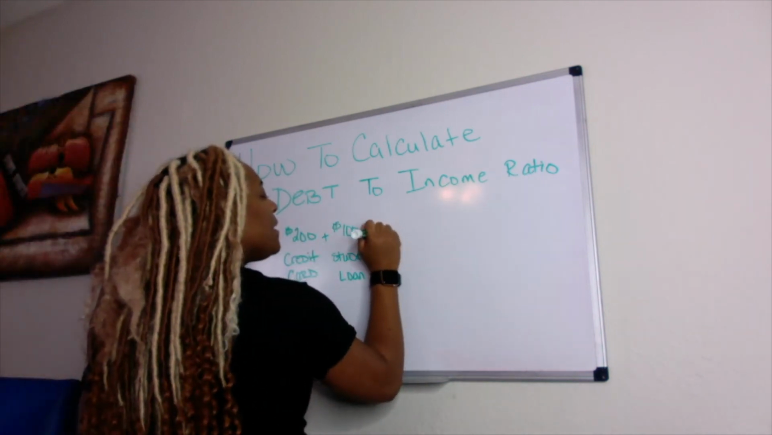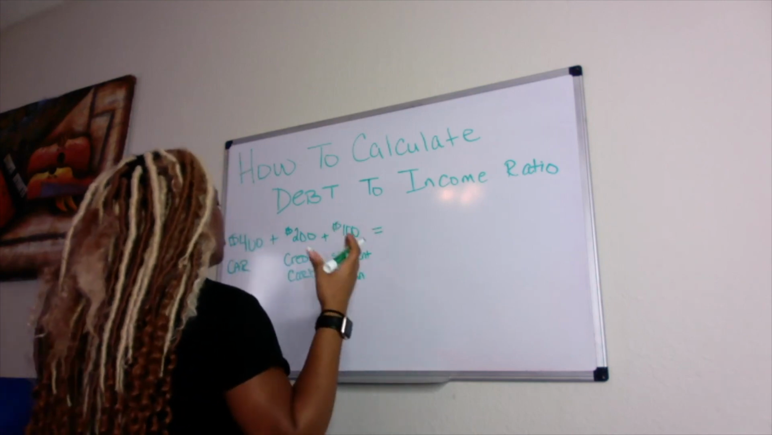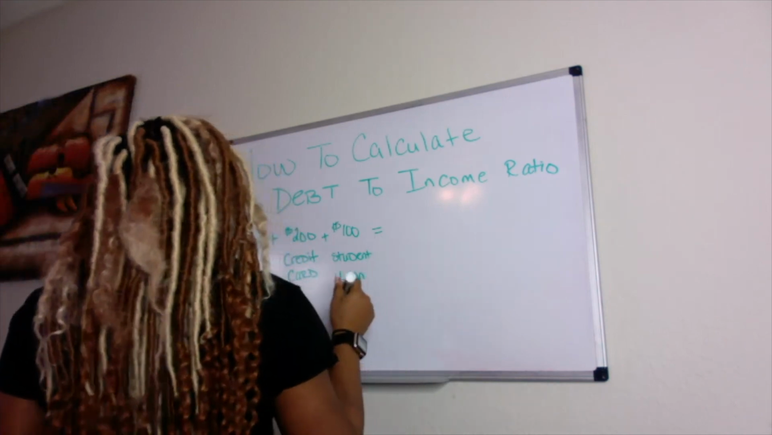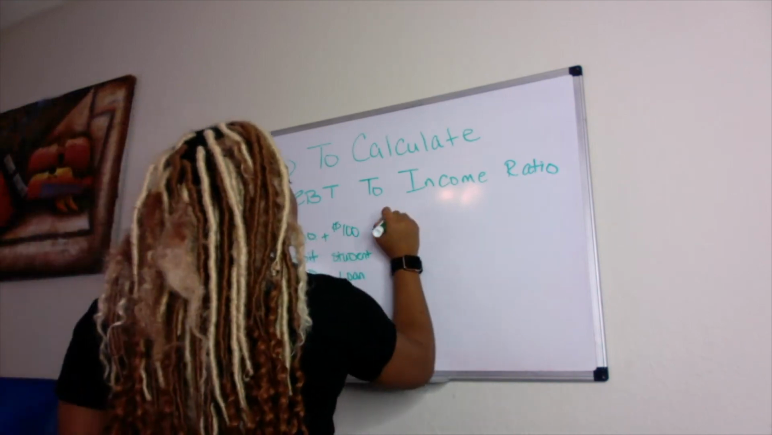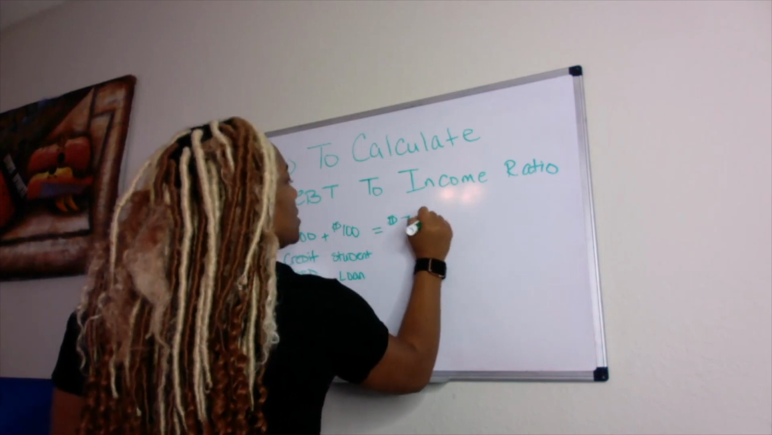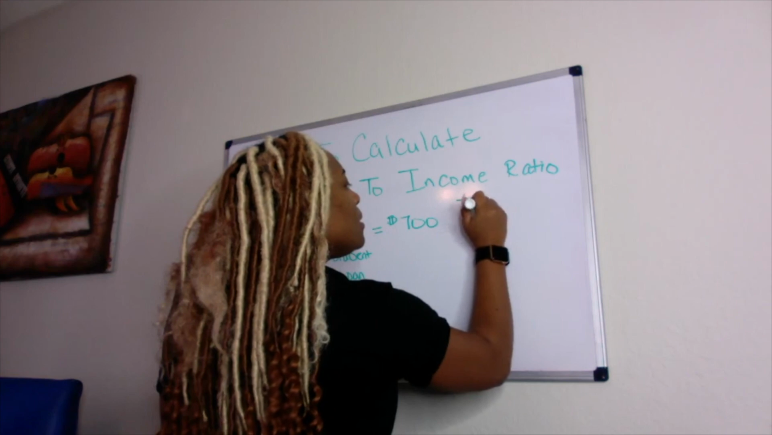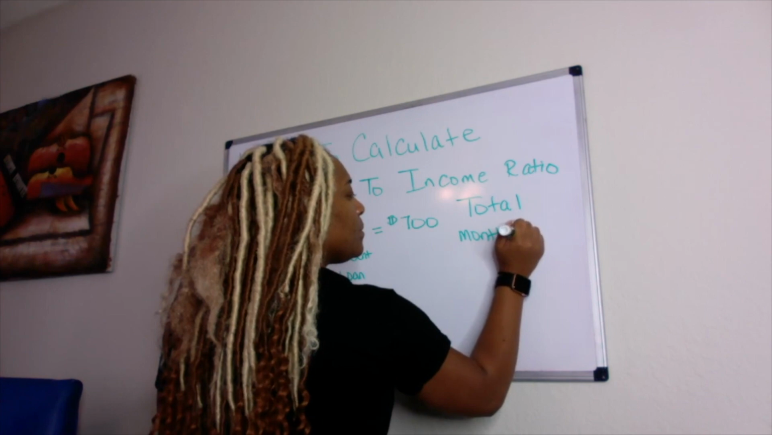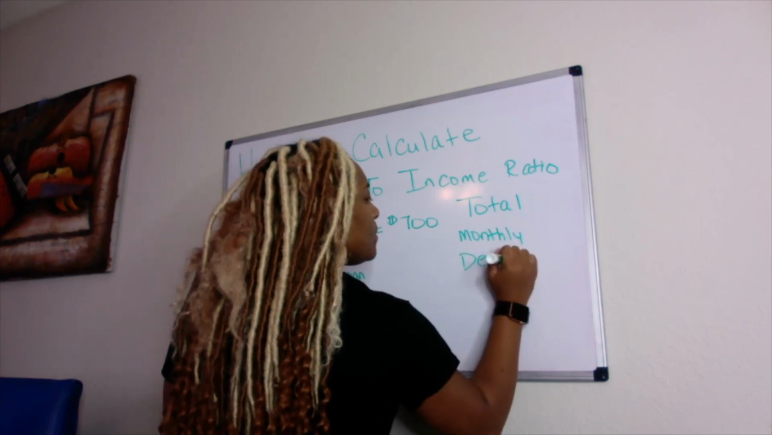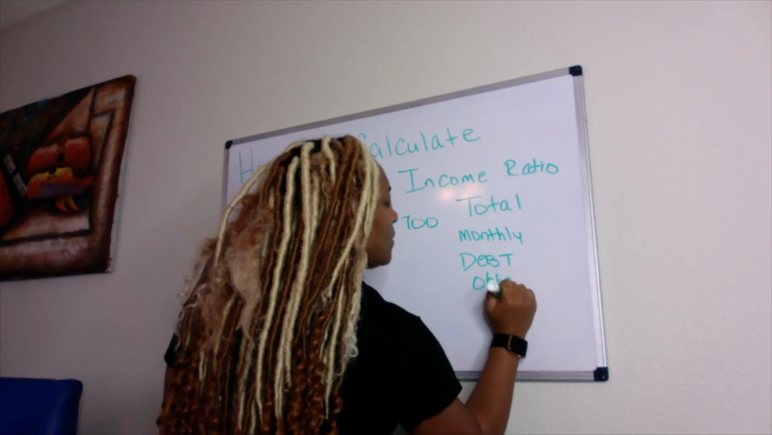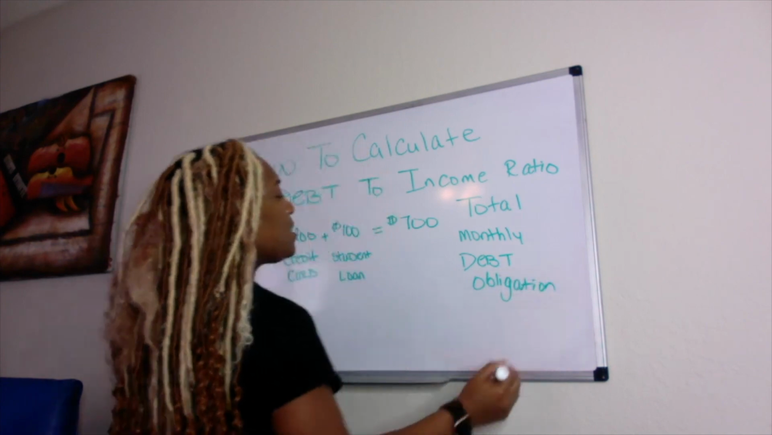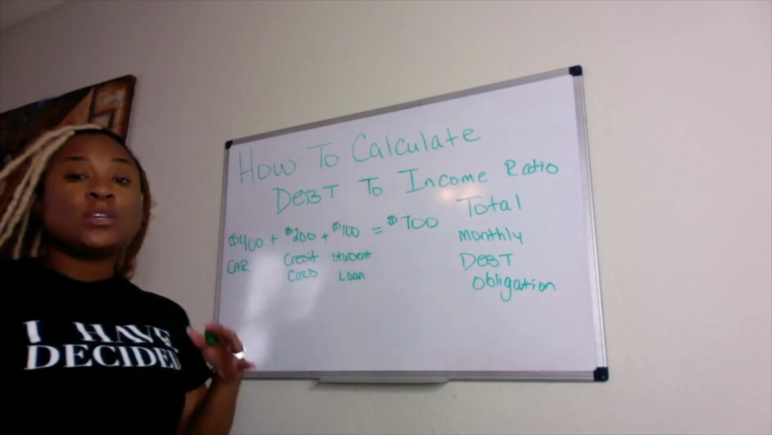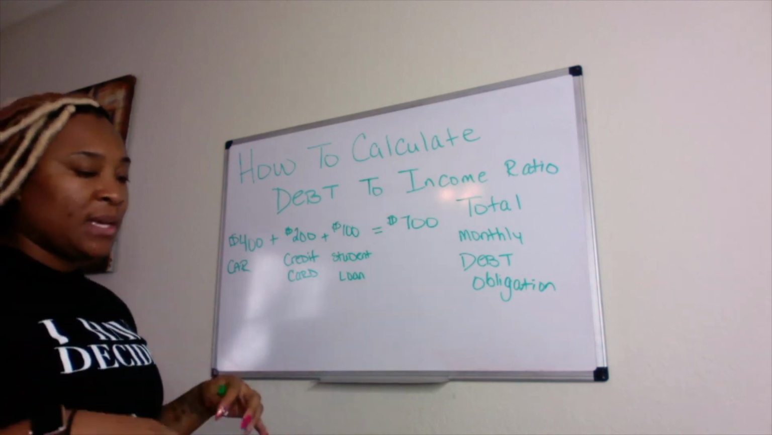So their monthly debt from loan or credit things is 400 plus 200, that gives you 600, plus another 100 is $700. So this individual's total monthly debt obligation is $700. Okay, so now let's look at their gross monthly income.